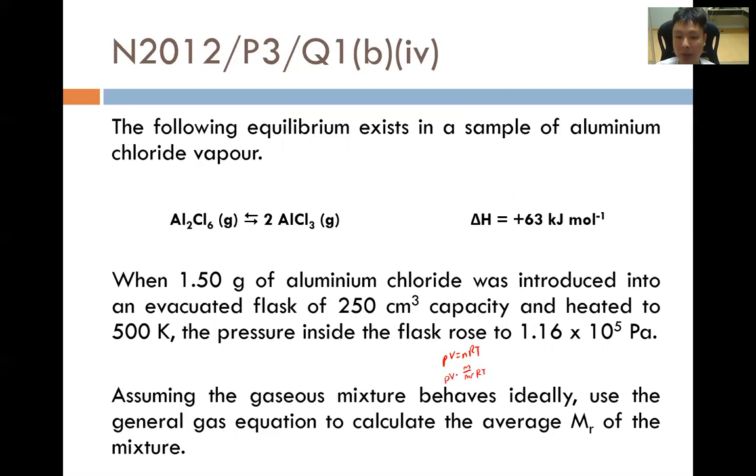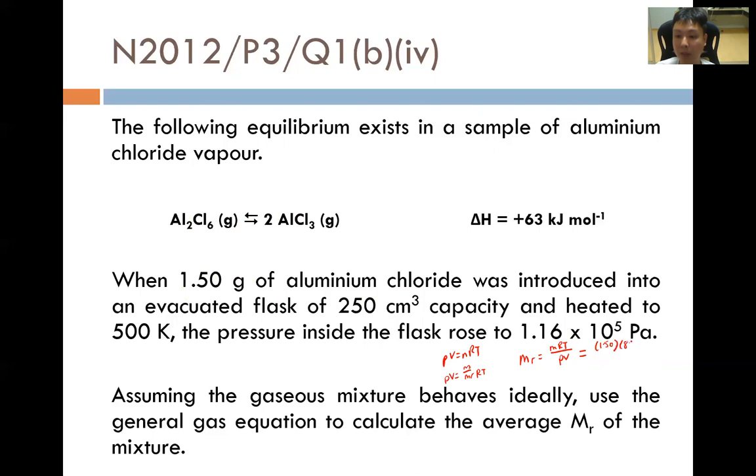Okay, so PV equals this, and we want to calculate the Mr, right? So we will re-express the equation as Mr equals mRT over PV. For this case, when you put 1.5 grams of aluminum chloride, it doesn't matter whether it dissociates or not, the total mass in the whole system will still be 1.5 grams. Hence, the mass will be 1.50 here.